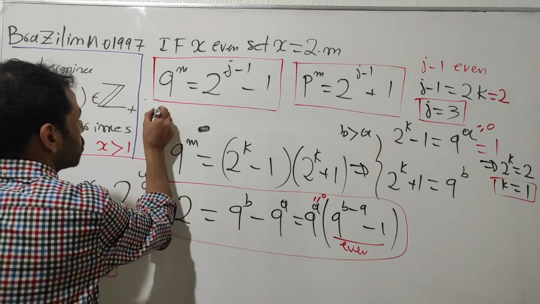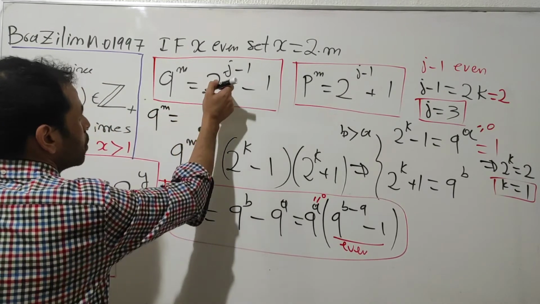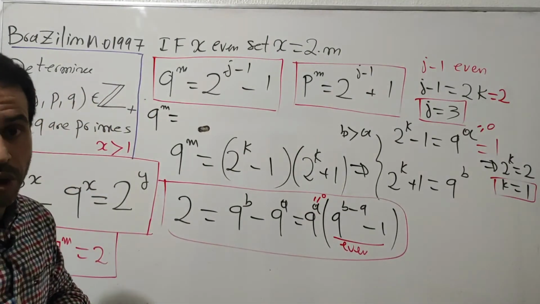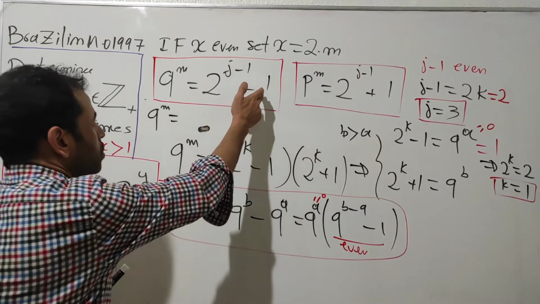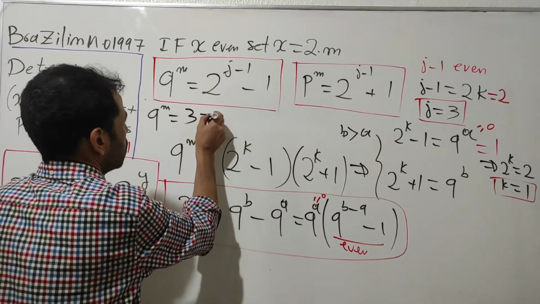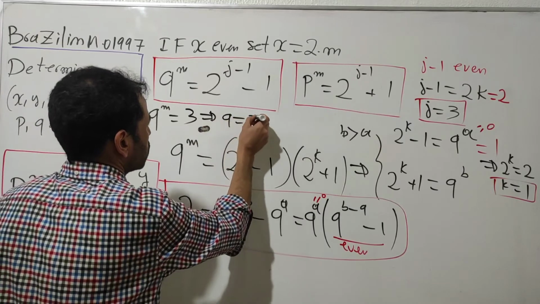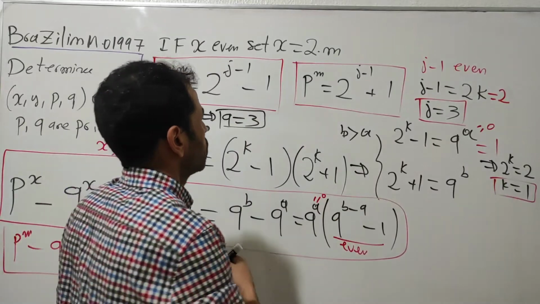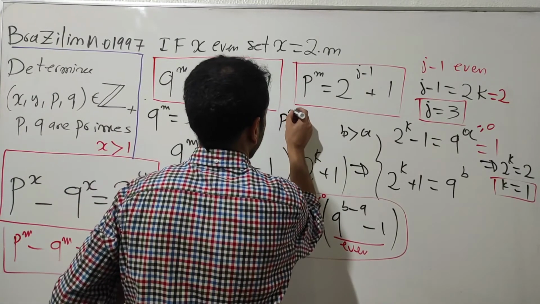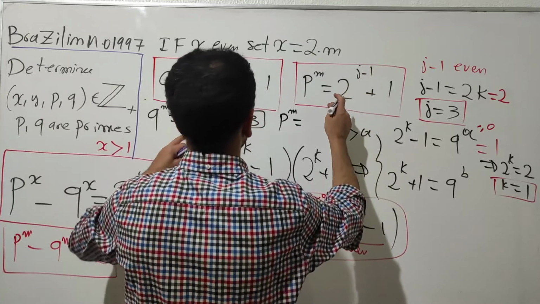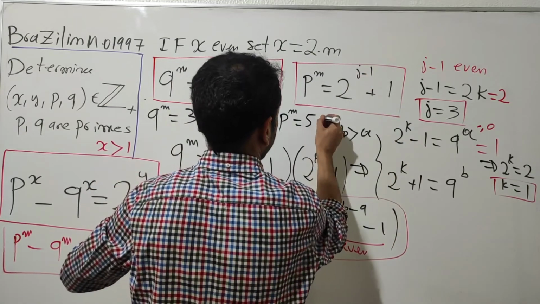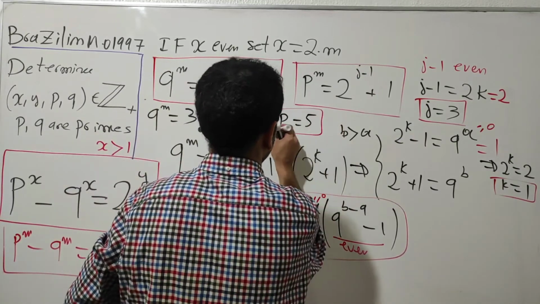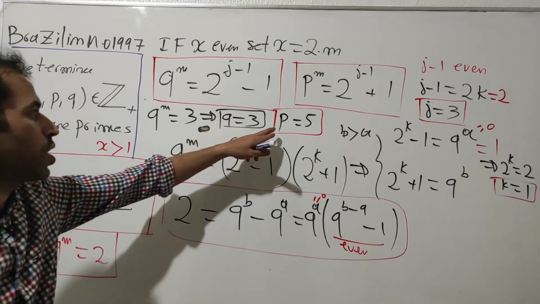For this equation, we get q to the m equals: g equals 3, minus 1 equals 2, 2 to the 2 is 4, 4 minus 1 is 3. In other words, q equals 3 because m must equal 1. So let's work on this equation. So it's more clear here. p to the m equals the same thing here: 4 plus 1 equals 5. Let's take this m. I get p equals 5. So it's more clear. I get both values, q equals 3 and p equals 5.